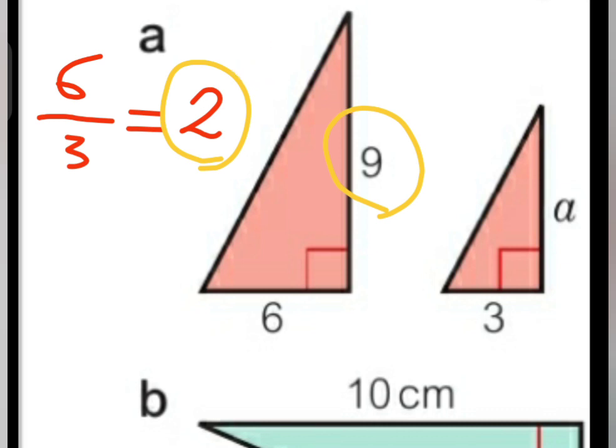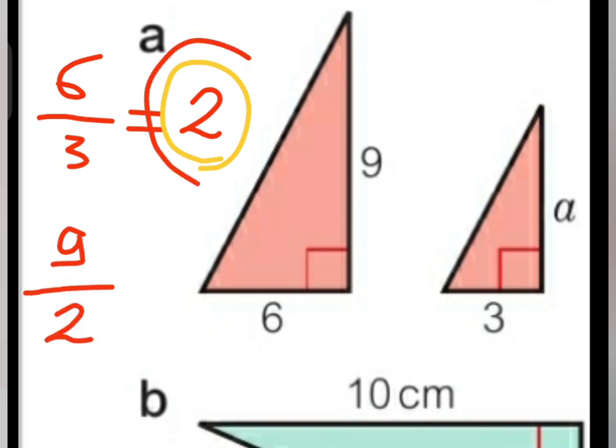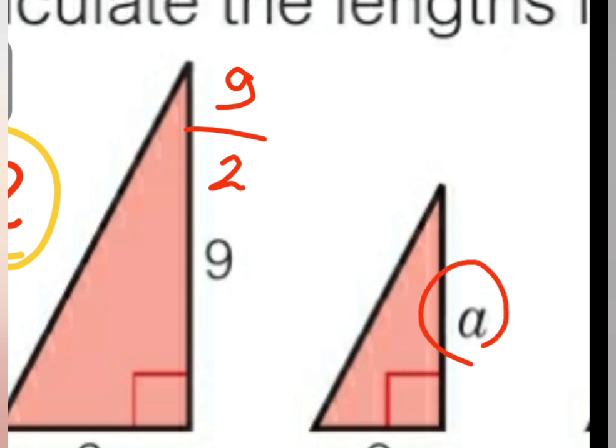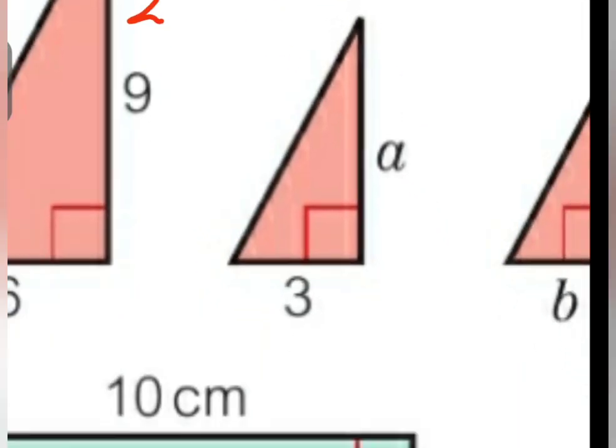And to find the smaller side, we take the big side and divide it on the scale. So we take 9 and divide it on the scale, which is 2, as we said. And the answer is 4.5. So let's do it here. Yes, we're going to take 9, divide it on the scale. As I told you, to find a smaller side, we have to divide on the scale. Equals 4.5. So A is 4.5. Good.